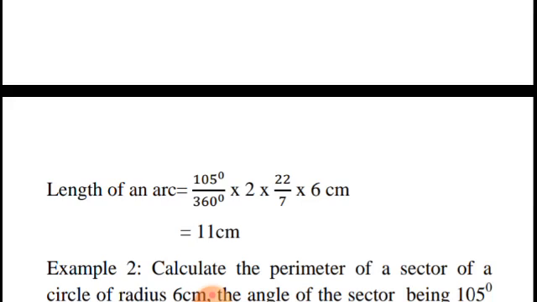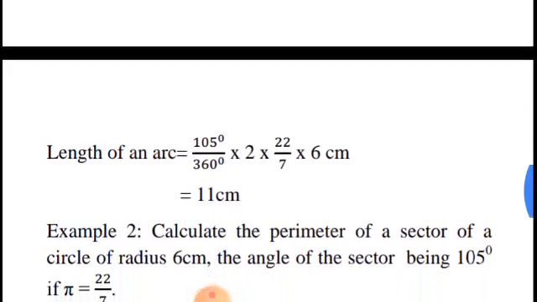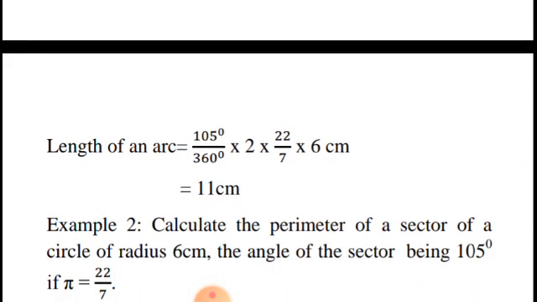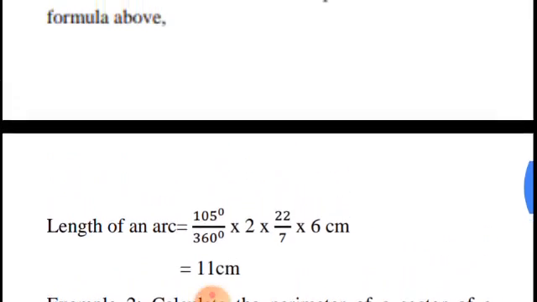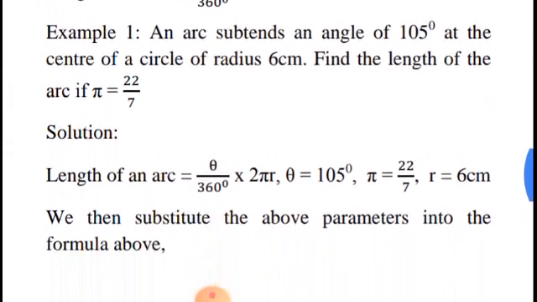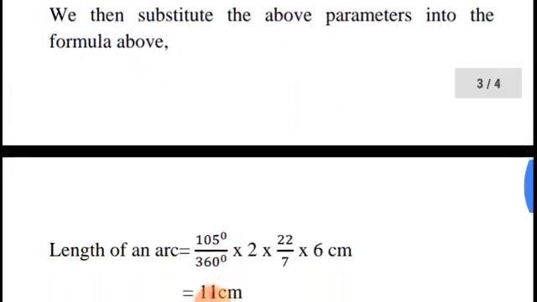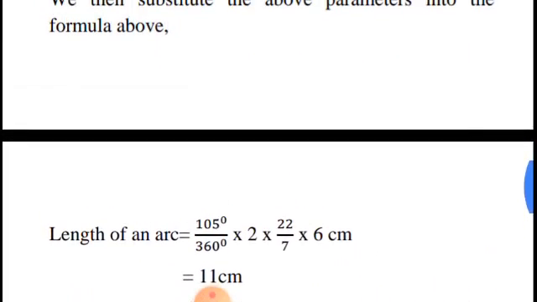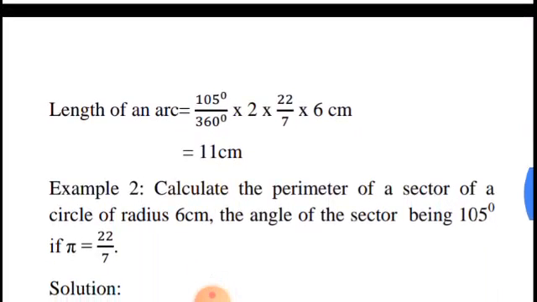So let's look at example 2. Example 2 says: calculate the perimeter of a sector of a circle of radius 6 centimeters, the angle of the sector being 105 degrees, if pi is equal to 22 over 7. I would like us to understand something here. From the first example, we were asked to find the length of an arc, and at the end of the day, we got the length of an arc to be equal to 11 centimeters. Now, in this example too, we are to find the perimeter of the sector.